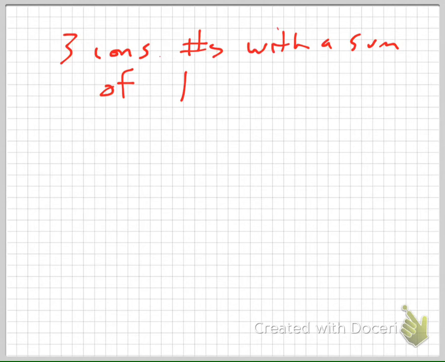Try one. I'm going to give you a second here. I'll make it kind of easy, but I want you to use the formula, okay? I want 3 consecutive numbers that add... Sorry, I'll make it more formal. With a sum of 153. 3 consecutives with a sum of 153.